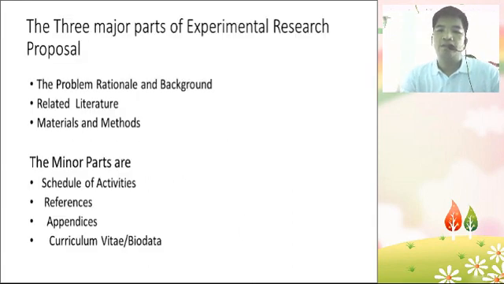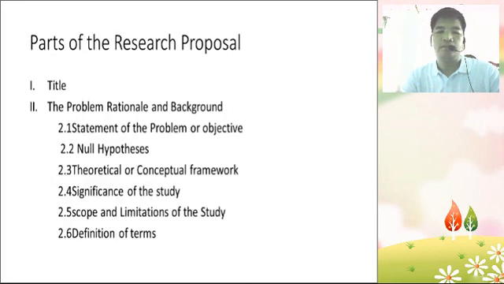So these are the parts of an experimental research proposal. There are three major parts. We have the problem, rationale, and background, the related literature, and the materials and methods. If we have major parts, we also have the minor parts. The minor parts are the schedule of the activities, the references, the appendices, and the curriculum vitae or your biodata. Okay. So these are the parts of a research proposal.